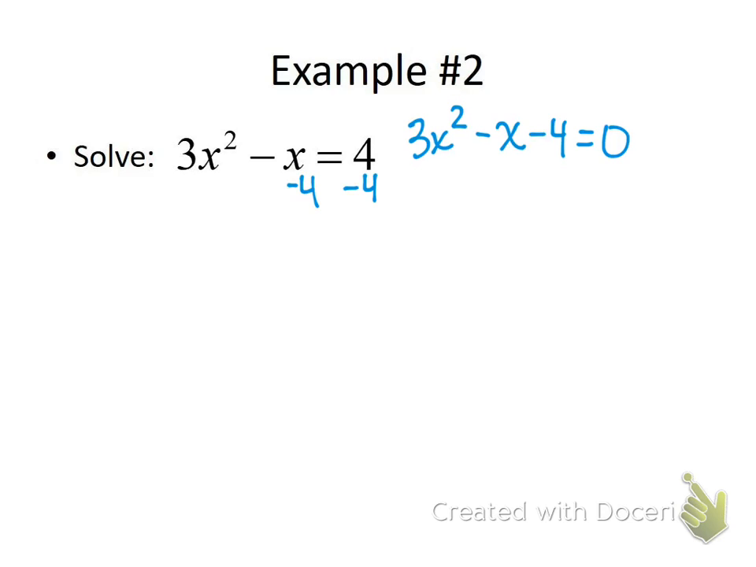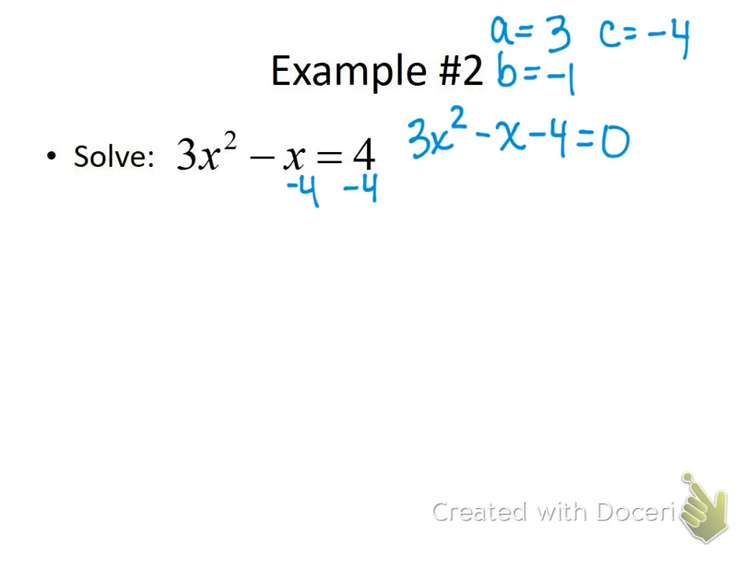Then I need to identify my A, my B, and my C. Who can help me out with that? Sadia? Good. 3, -1, and -4: A, B, and C.